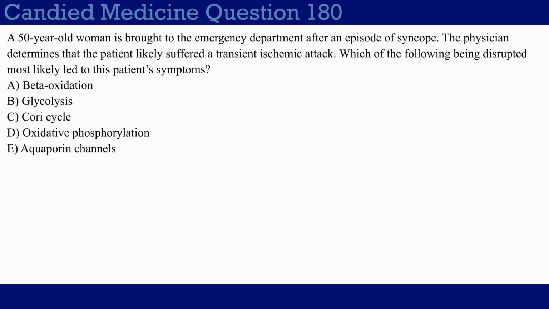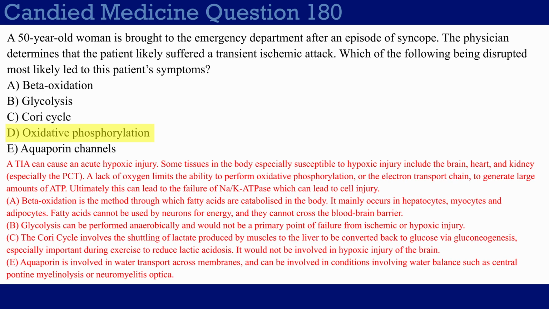So first, as a note, you want to know that there are certain tissues in the body especially susceptible to hypoxic injury. Obviously, most of your tissues don't like hypoxia, but especially your brain, your heart, and your kidneys, especially the proximal convoluted tubule, can quickly be injured or disrupted in a hypoxic state. And of course, on the biochemistry end, if you lack oxygen, you're mostly talking about the inability to perform aerobic respiration, which of course ends with the electron transport chain, aka choice D, oxidative phosphorylation.